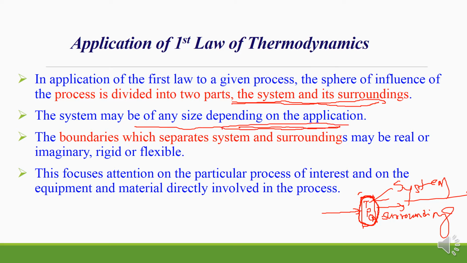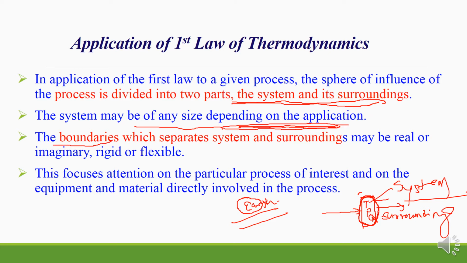If you are writing an energy balance for the earth, then the earth will be your system, and whatever is present around the earth you can consider as the surroundings. It can have any size. You just write down the energy balance equation, but this is a very complicated case. So what separates your system and surroundings is a boundary.